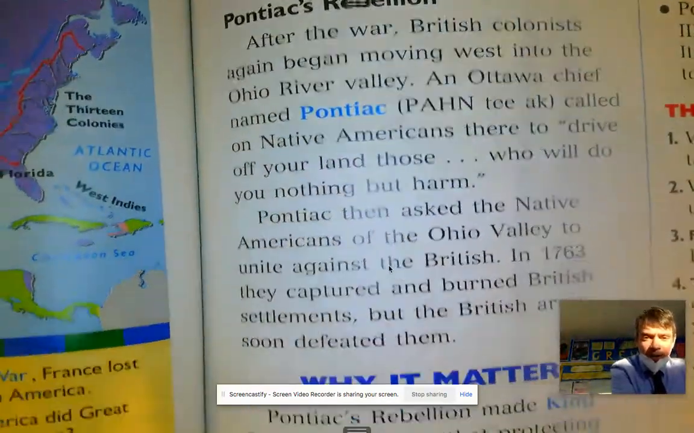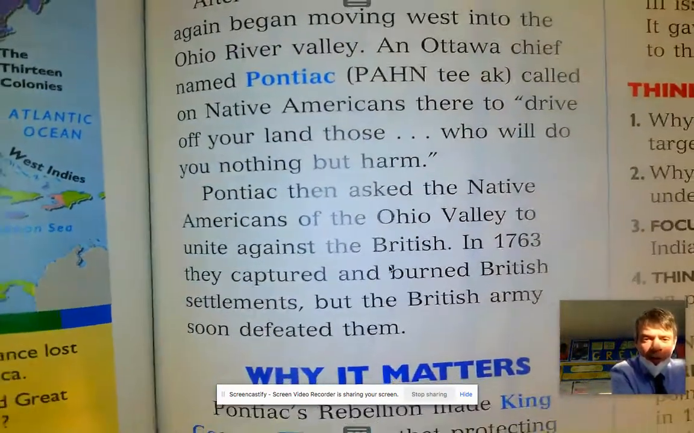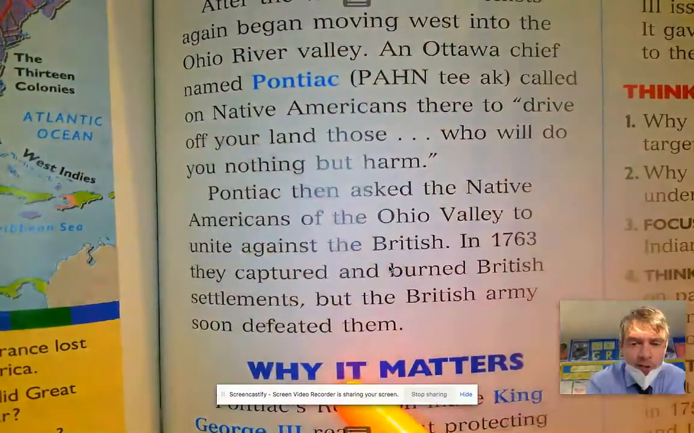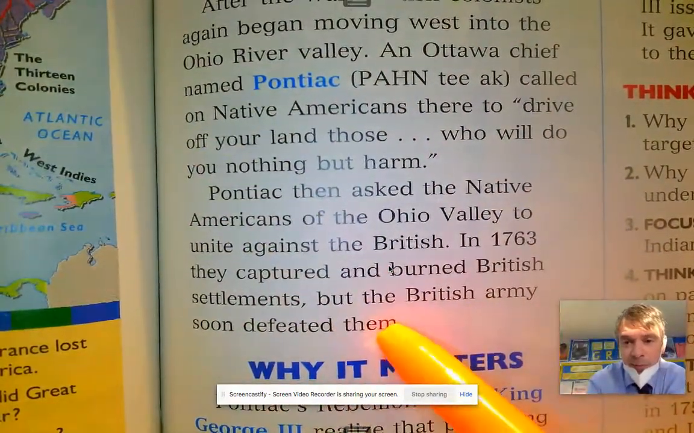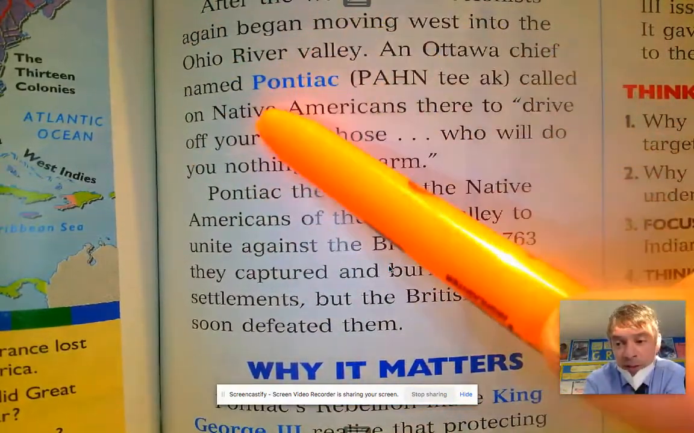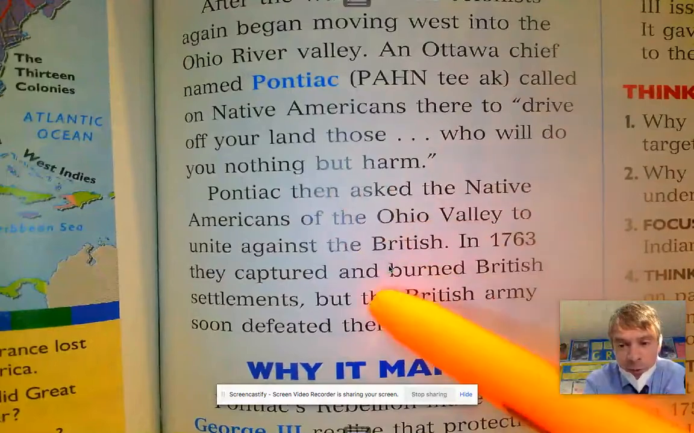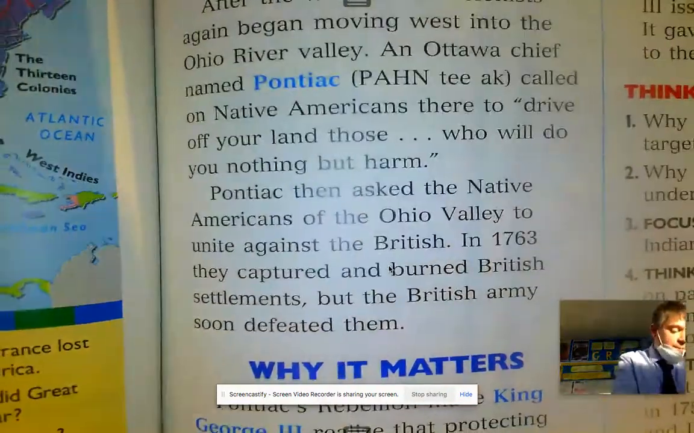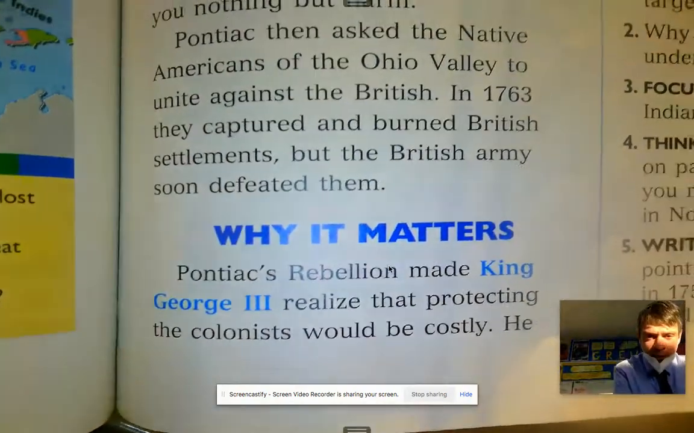Pontiac then asked the Native Americans of the Ohio Valley to unite against the British. In 1763, they captured and burned British settlements, but the British army soon defeated them. So this chief, Pontiac, got many Native Americans to fight against the British, and they beat the British a little bit, but it didn't last. This is almost the end of the chapter, or the page, this section.